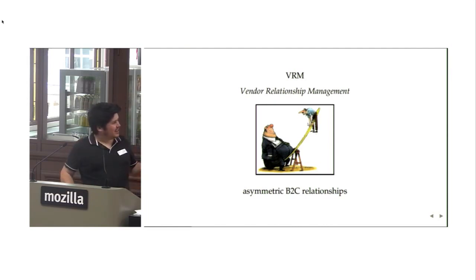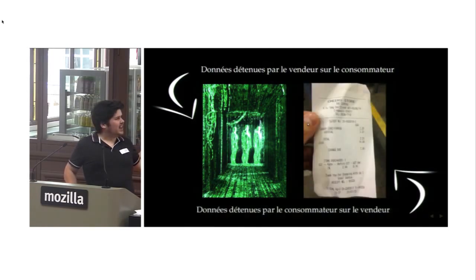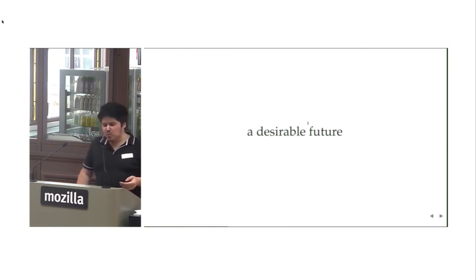So the thing is that businesses have a lot of data on you, but on the other end, we have very little. They just give us a piece of paper when we buy something, and we are supposed to be happy with just that. So what could be a possible evolution, a desirable future to move from this asymmetric relationship?